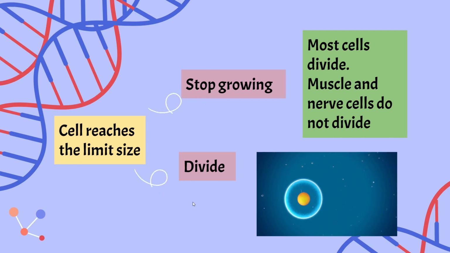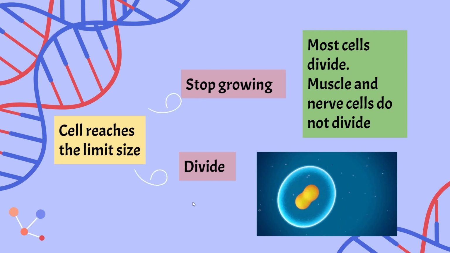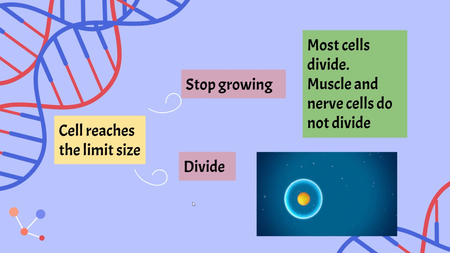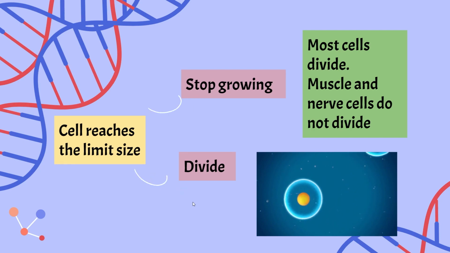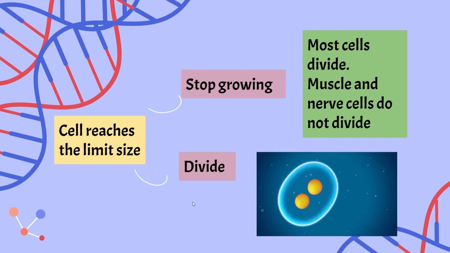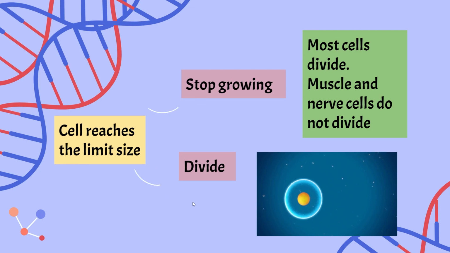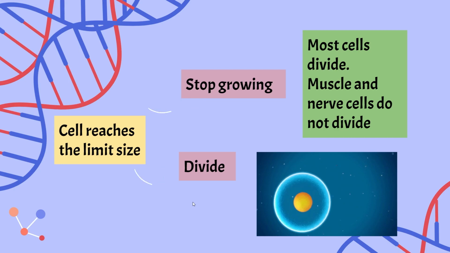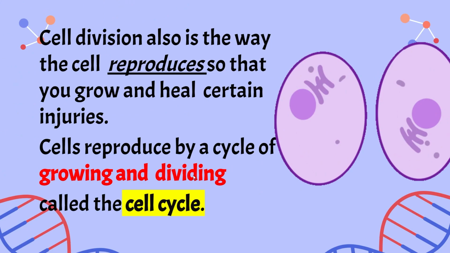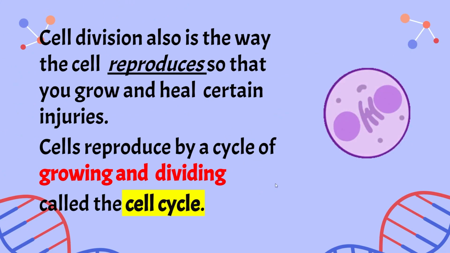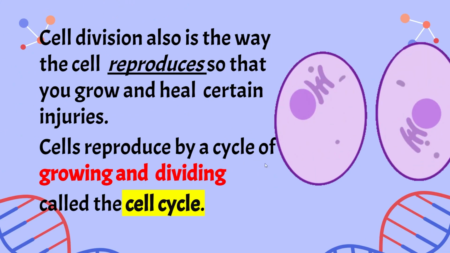Now, to the other half of this lesson. Cells get a choice at a certain point to either stop growing or divide. Divide being reproduction. Most cells choose to divide so that they may sustain more and more numbers, but certain cells, like muscle and nerve cells, do not divide. They stop at a stage called the G1 stage. We will be talking about that later on. Cell division is how they reproduce, and this whole process is called the cell cycle.